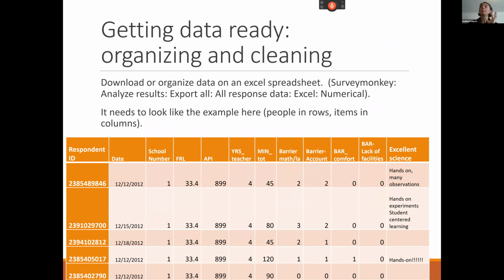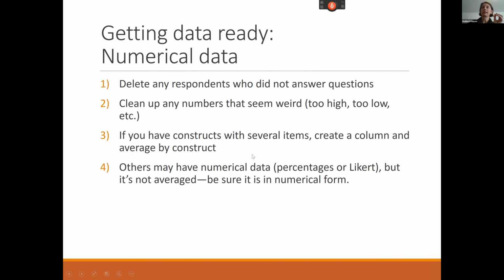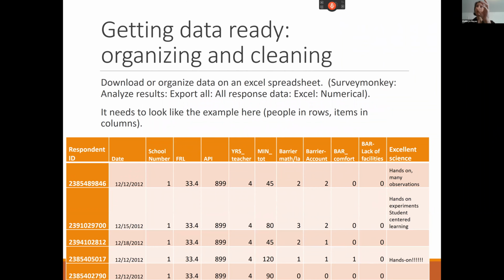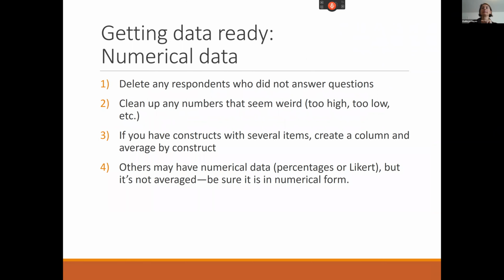But make sure you have a code book that explains the name at the top of the column. What does YRS teacher mean? Oh, it's the question about how many years you've been a teacher. What does this 4 mean? Oh, it means 15 to 20 years. If they put 4, it means 15 to 20 years. I have a code book somewhere that says that.